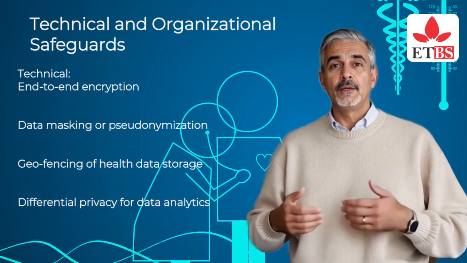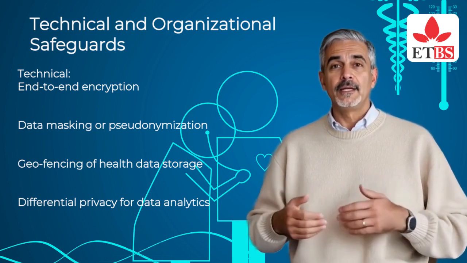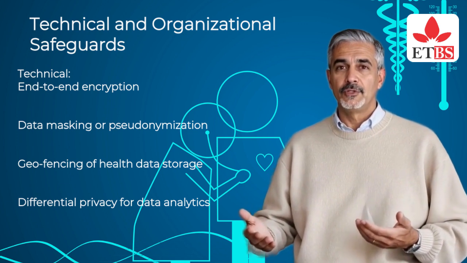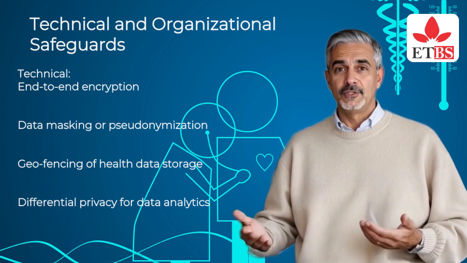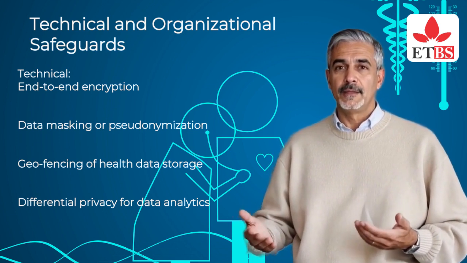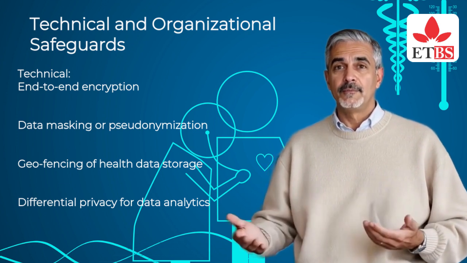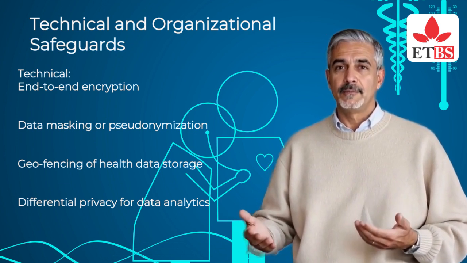5. Technical and organizational safeguards. Technical: end-to-end encryption, data masking or pseudonymization, geofencing of health data storage, differential privacy for data analytics. Organizational: staff training, internal audit trails, privacy by default architecture, pre-transfer data minimization, and necessity testing.